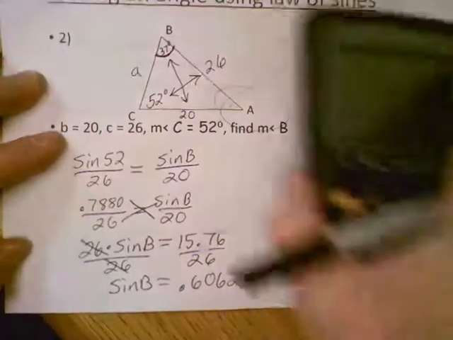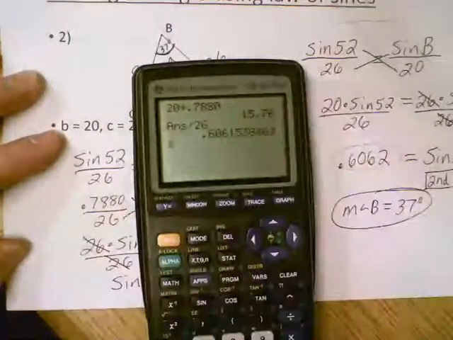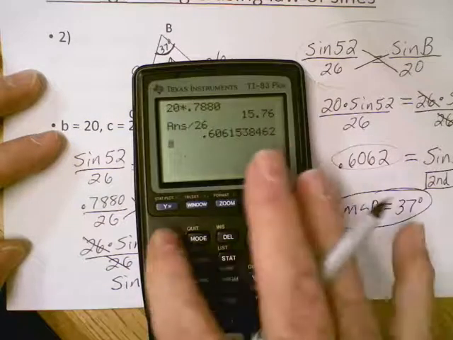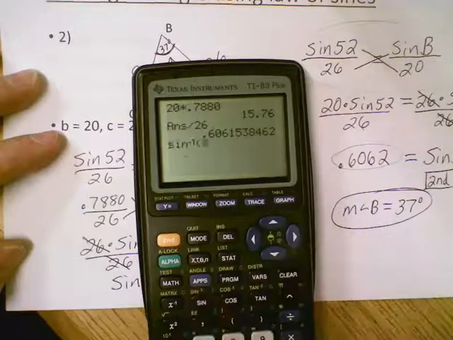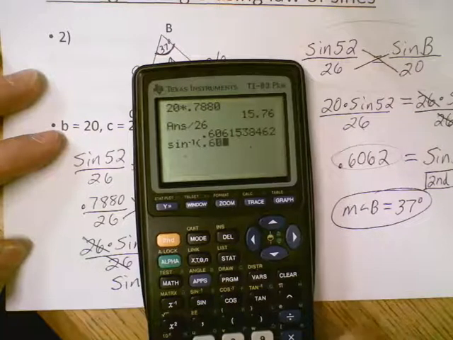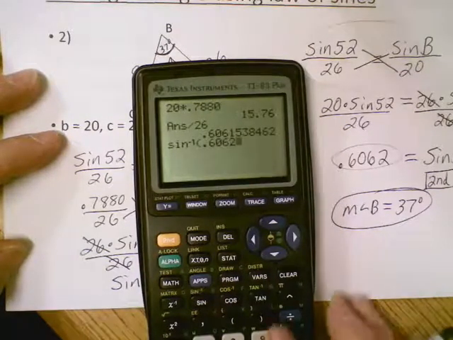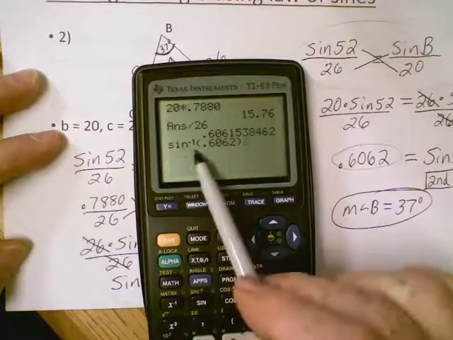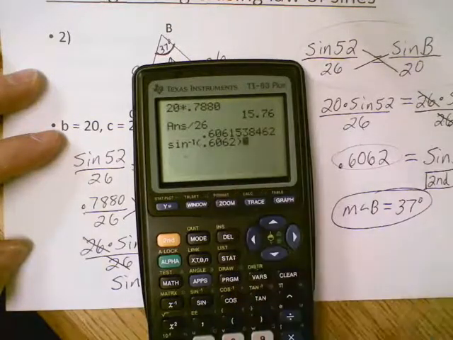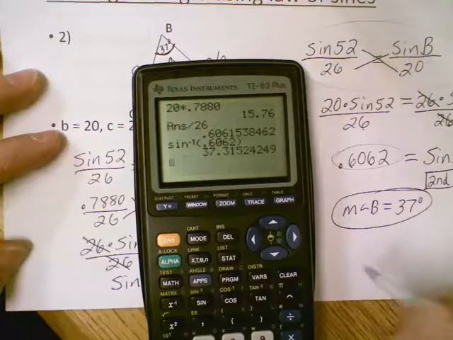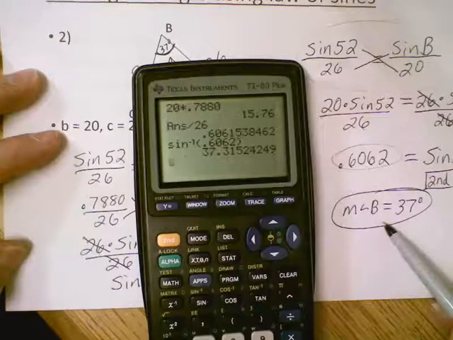0.6062. Then I'm going to take that number and hit second sine, 0.6062. Notice again, it tells the calculator we're looking for an angle, and we end up with 37.3, which is about 37 degrees. Same thing we got the other way.